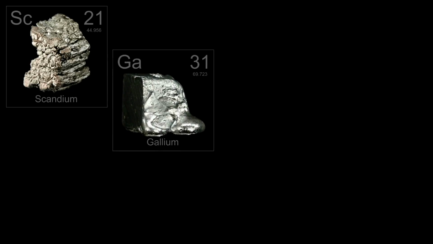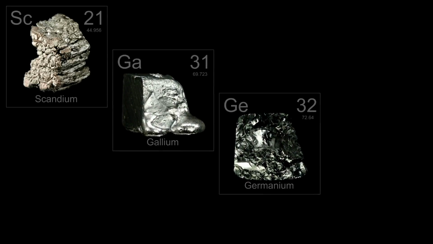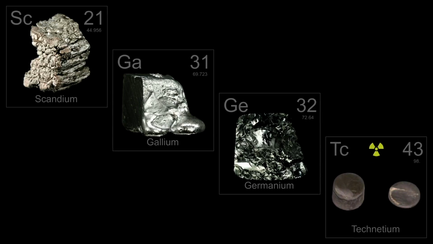They were eka-boron, or scandium, named after Scandinavia, discovered in 1879, eka-aluminum, or gallium, named after France, discovered in 1875, eka-silicon, or germanium, obviously named after Germany, discovered in 1886, and eka-manganese, or technetium, the tech from artificial, since this element has to be made in nuclear reactors. It was obviously discovered much later in 1937.